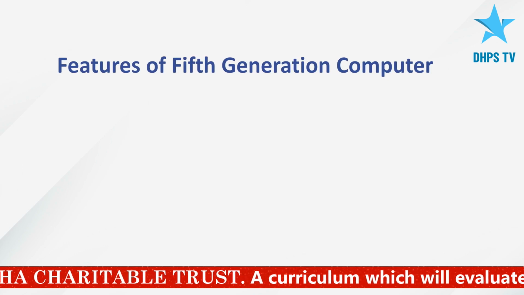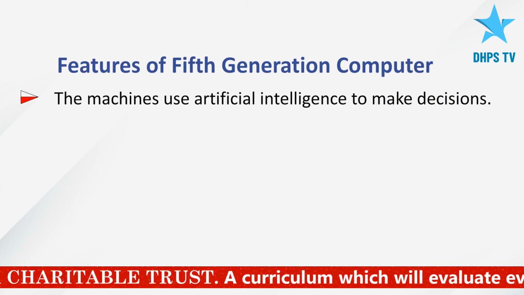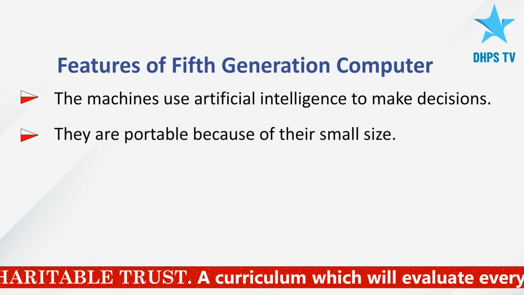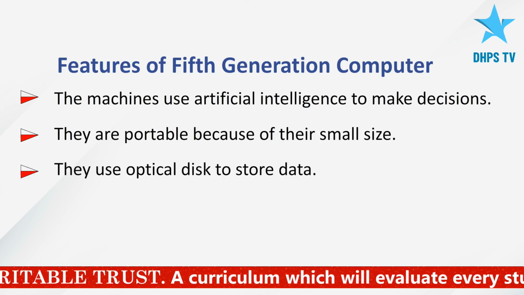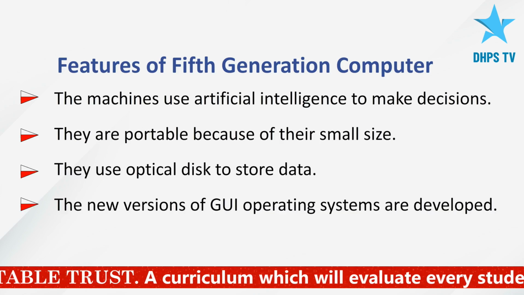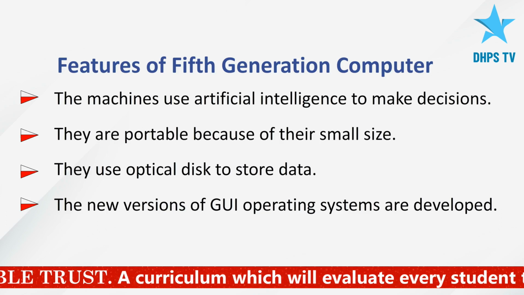Features of fifth-generation computers. The machines use artificial intelligence to make decisions. They are portable because of their small size. They use optical discs to store data. New versions of GUI operating systems are developed.